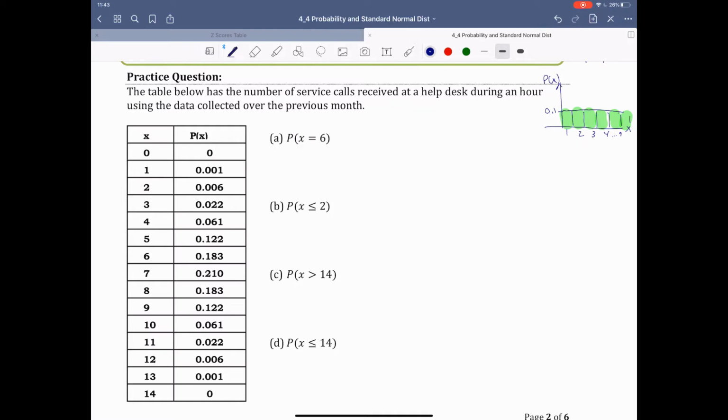And you can see the probability of getting 6 calls, and I'll color code these. So the probability of getting exactly 6 calls is given in our table as 0.183. So we would say this is exactly 6 calls an hour.